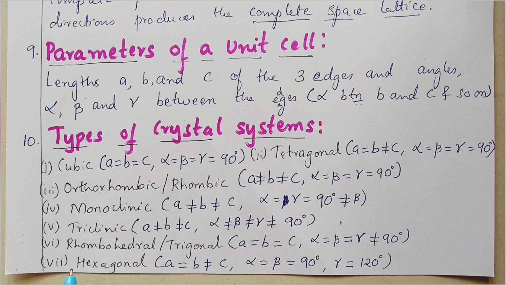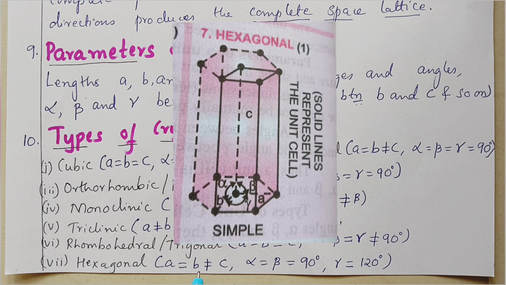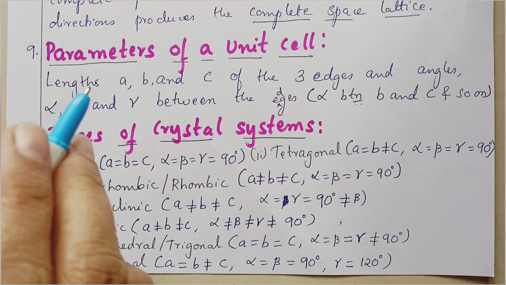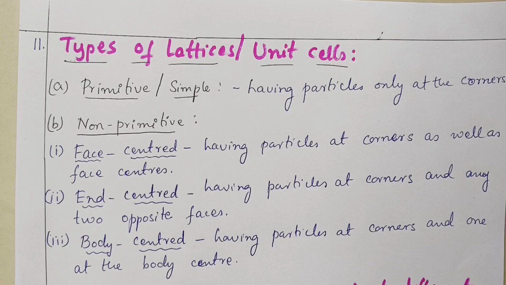The last crystal system is hexagonal crystal system. Here A is equal to B, but that is not equal to C, and alpha and beta are 90 degree and gamma is found to be 120 degree. So these are the types of crystal systems.